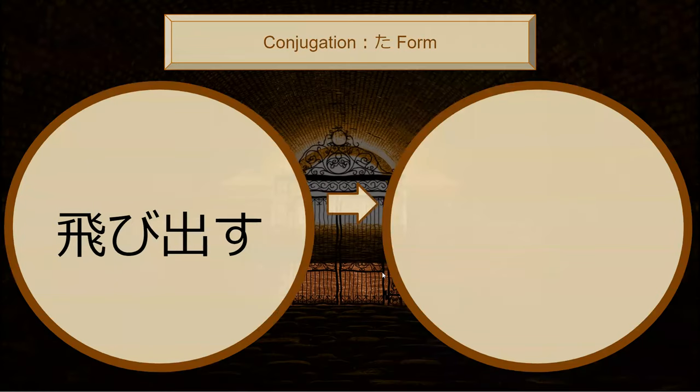What is the ta form of tobidasu? Tobidashita. Perfect. You're right. That midori can be read as ryoku, like in ryokuchi, which means green land.